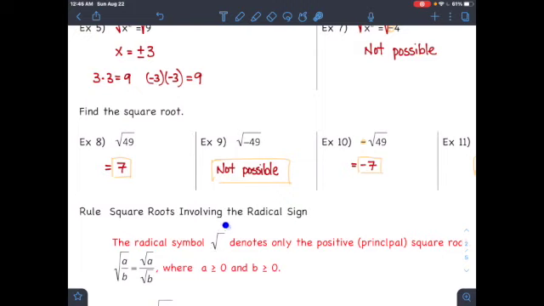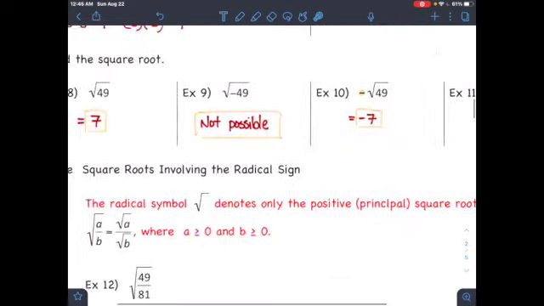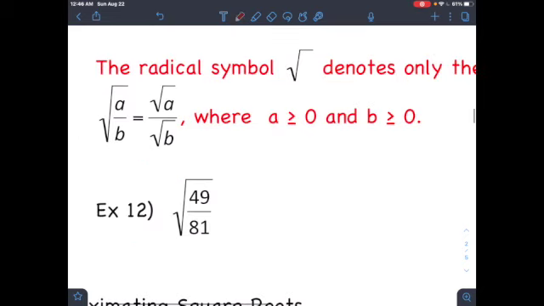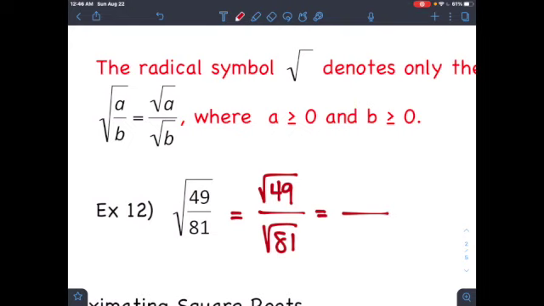Rule: square roots involving radical signs. The radical symbol denotes only the positive principal square root, so they are talking about only positive. Once they are positive, a couple of things can happen. Follow the rules. If you have a square root over the whole fraction, you can split it up: square root of a on top, square root of b on the bottom, where a has to be positive, bigger than 0, and b has to be positive, bigger than 0. B definitely cannot be 0 in the denominator. For this example, we can split up the square root of 49 and the square root of 81, and very simply we can say the square root of 49 is 7 and the square root of 81 is 9.